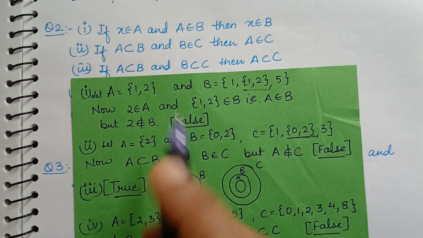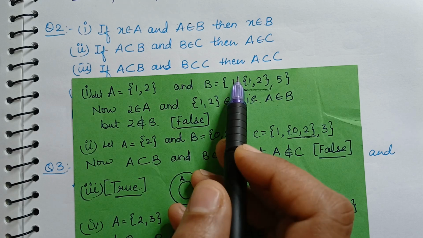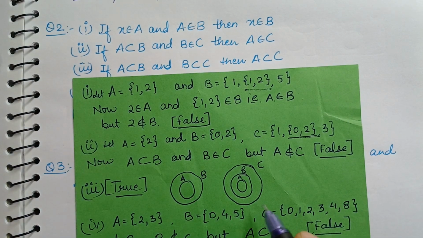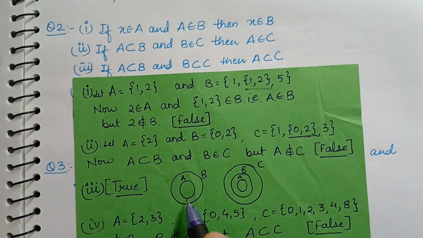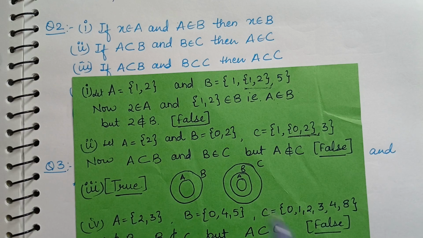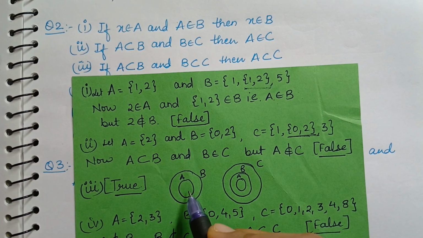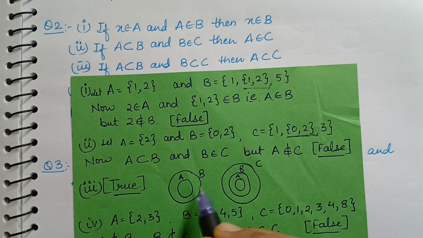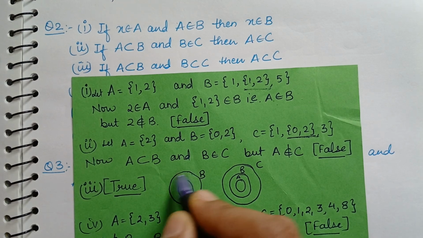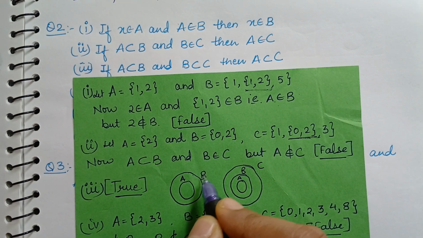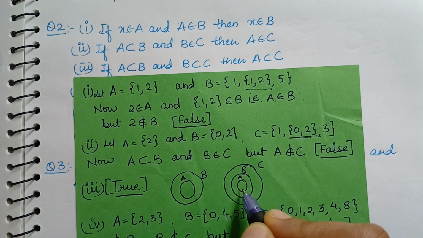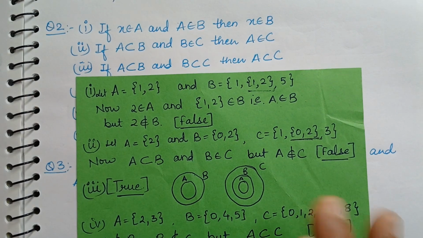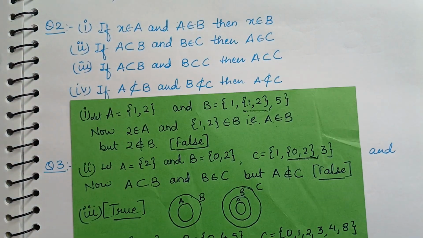Then third is, if A is contained in B and B is contained in C, then A is contained in C. That is true. We can see with the help of this diagram, because if it is true, we don't need to give an example. So I have just drawn this Venn diagram to explain. A is there in B and B is there in C. So obviously A is there in C. So A is contained in C.